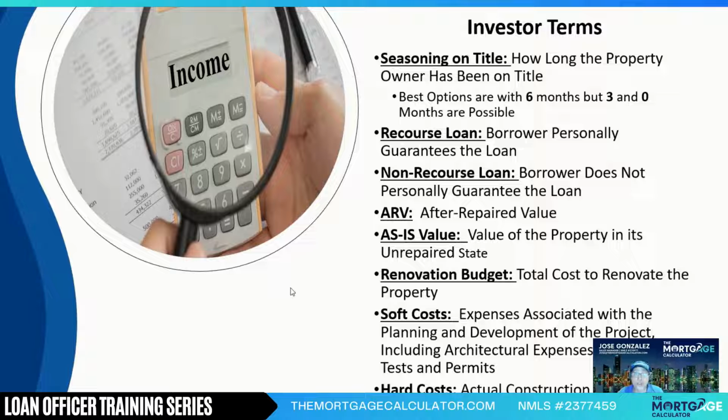Now, the renovation budget is going to include soft costs, which are the expenses associated with the planning and development of the project, including architectural expenses, engineering, tests, and permits. And the renovation budget is also going to include hard costs, which are the actual construction costs like materials, labor, and contractor overhead.